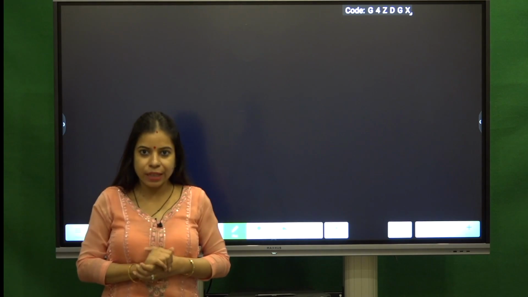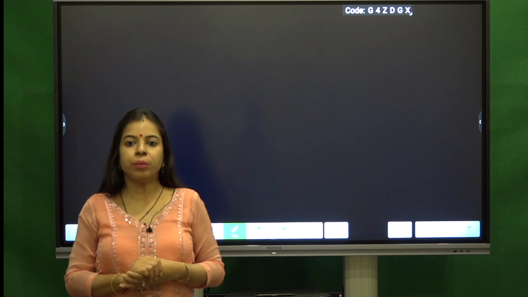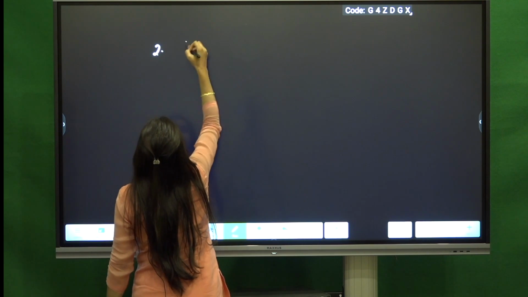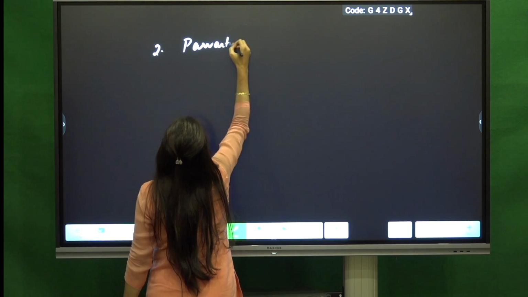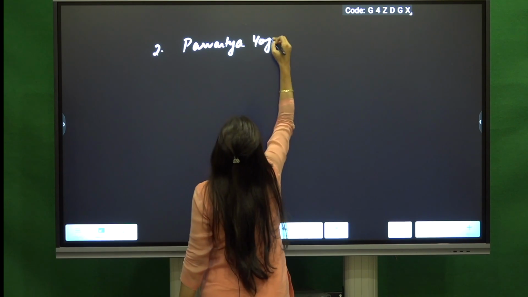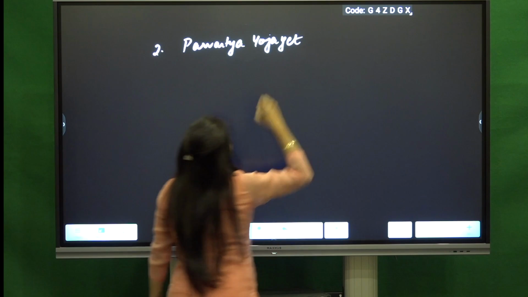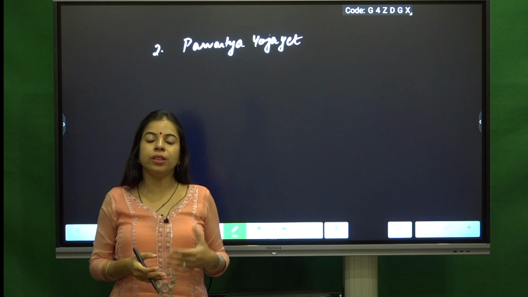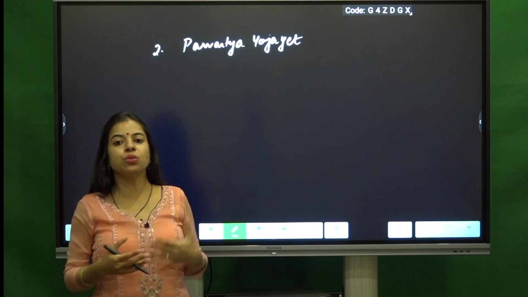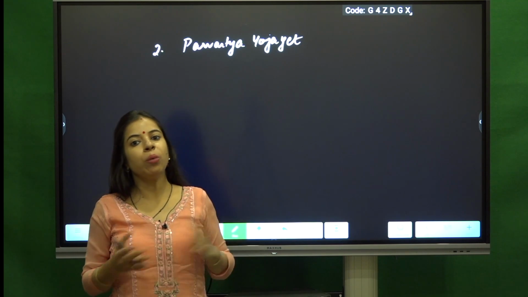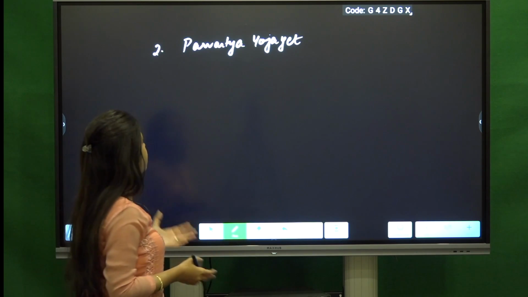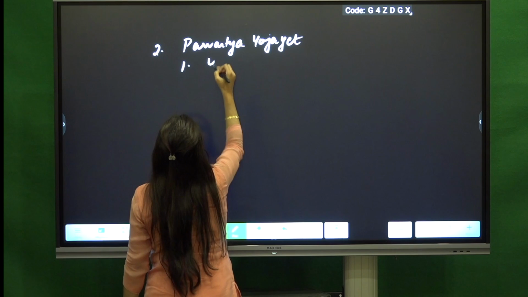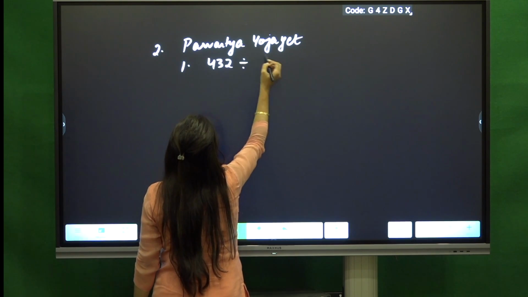Let us talk about the second sutra now, which we used for performing division. The sutra is Parvartya Yojayet, which is applicable for the divisors which are closer to the base and are more than the base. Let us take an example, an illustration. For example, we have 432 divided by 11.